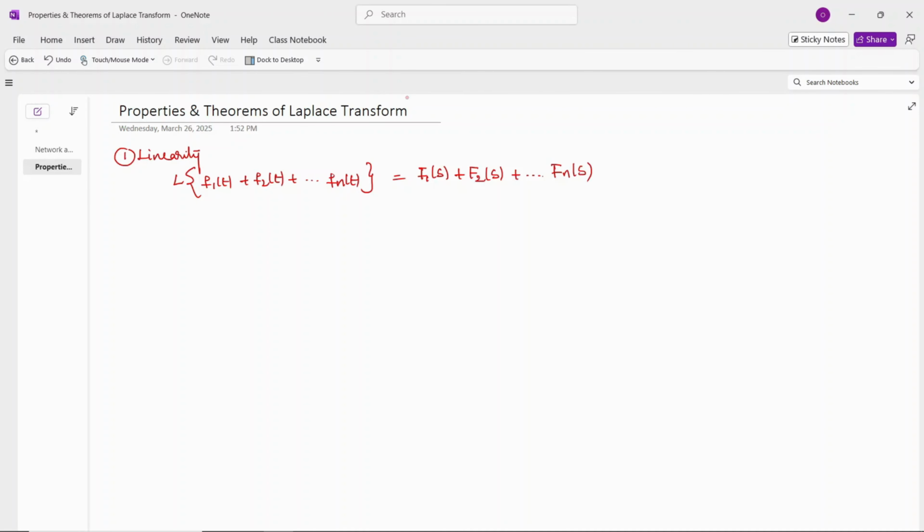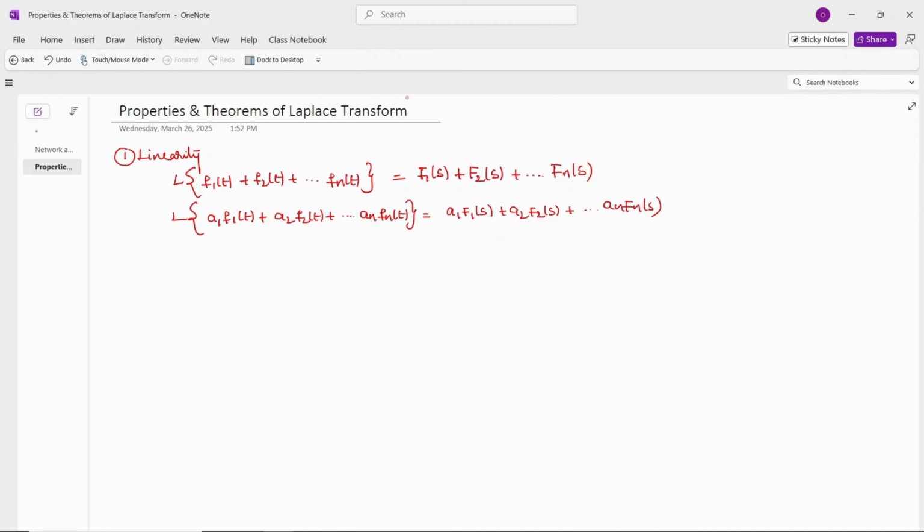This property is called the linearity property, and this is used to transform a finite sum of time functions into the frequency domain. The same function I can write with the help of scaled values. So Laplace of a1 into f1 of t plus a2 into f2 of t and so on up to an into fn of t. Therefore, we can write it as a1 into F1 of s plus a2 into F2 of s and so on up to an into Fn of s.